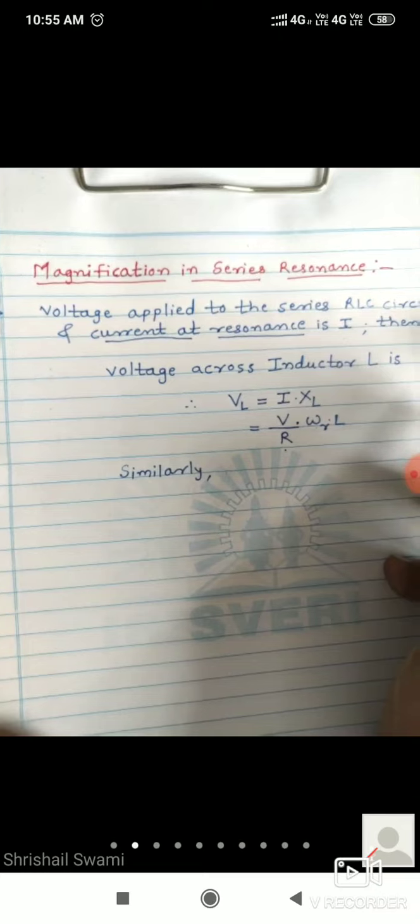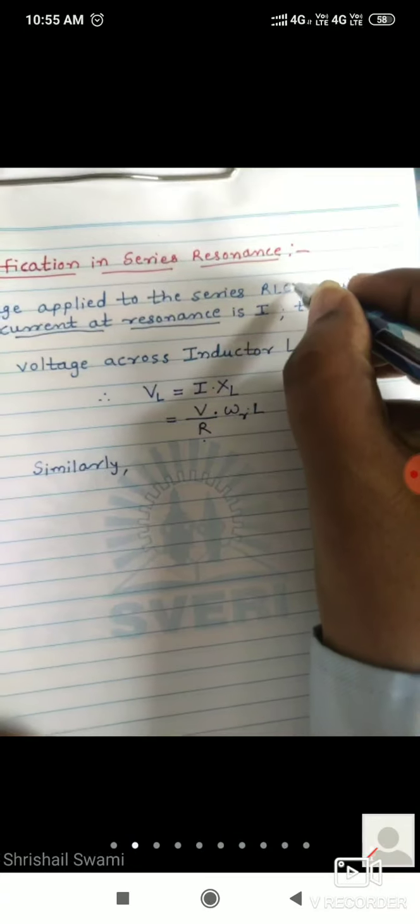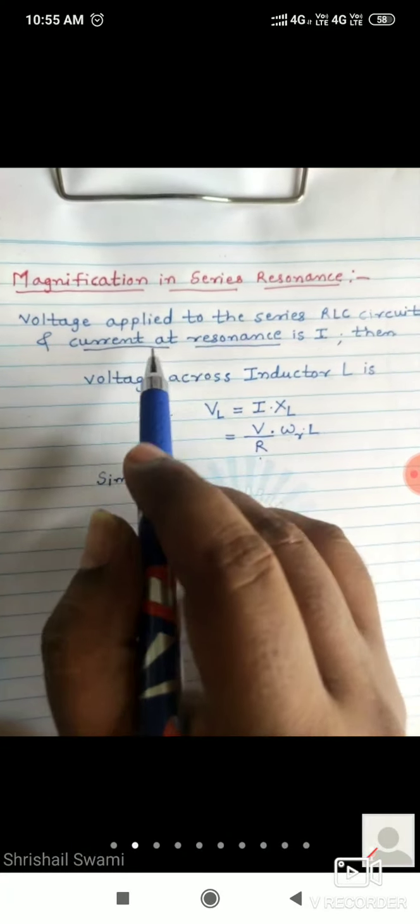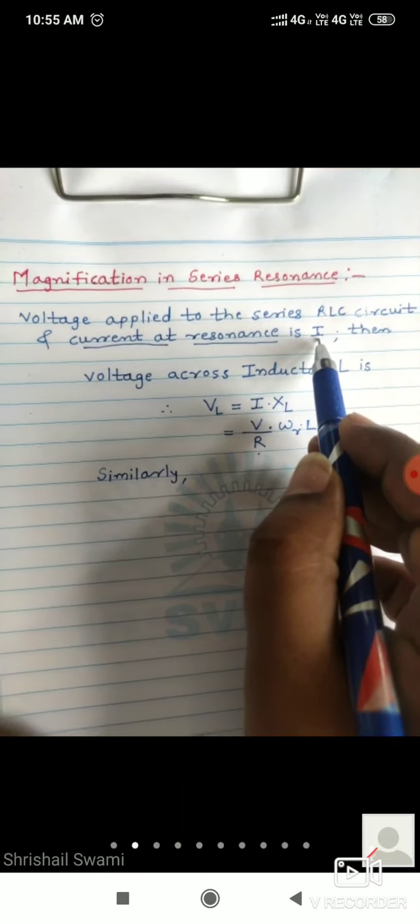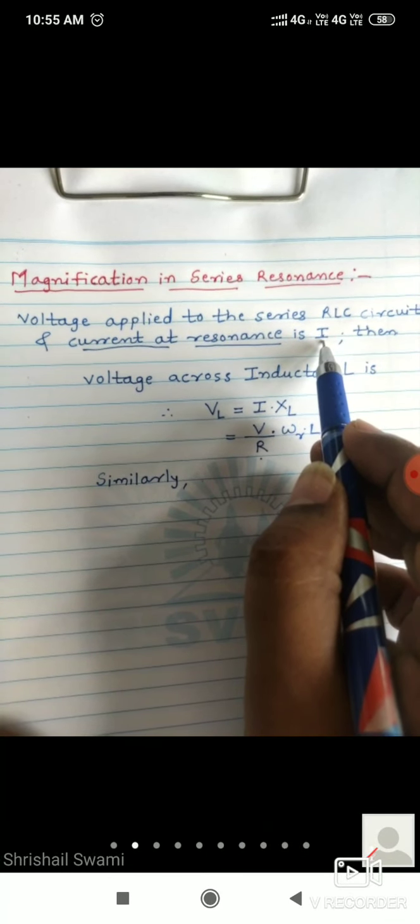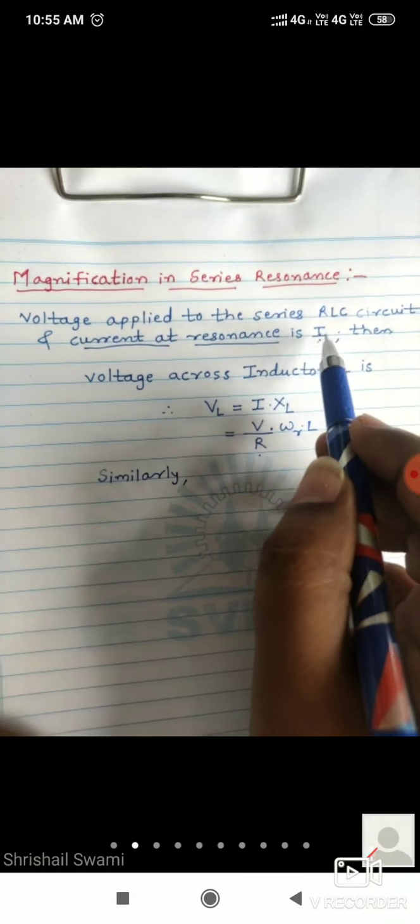The voltage applied to the series RLC circuit is V. You can assume that the voltage is V, the same as Vs, or the name is different, just one. And the current value at resonance is I. Whatever current is flowing at resonance will be named I.